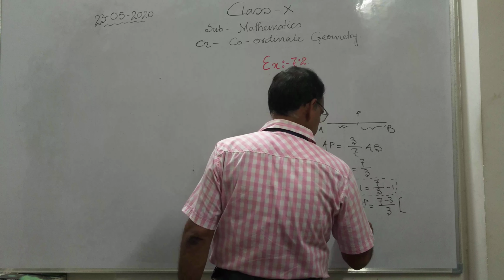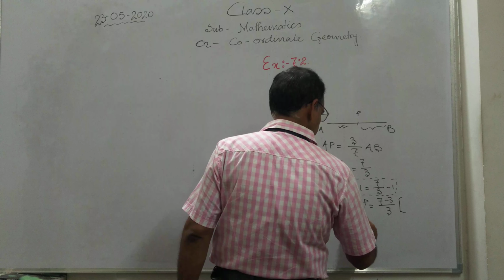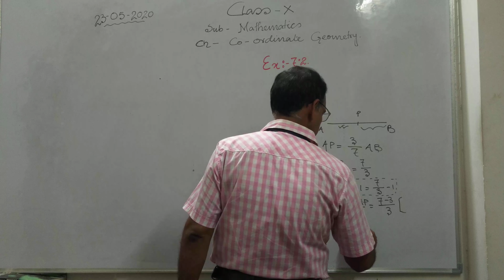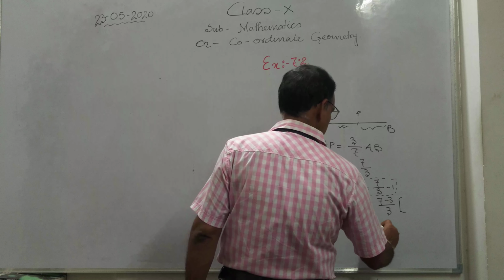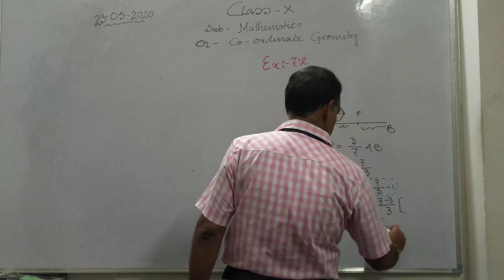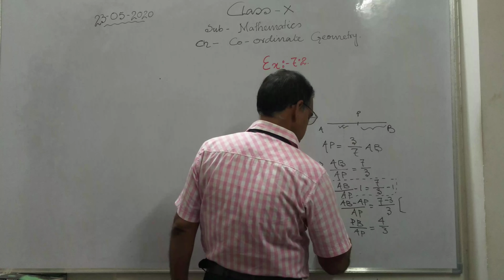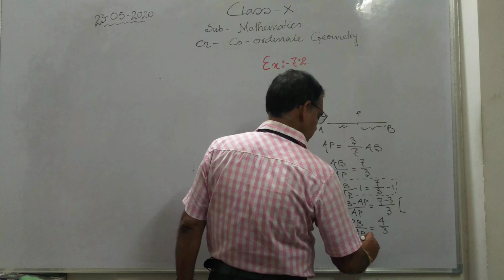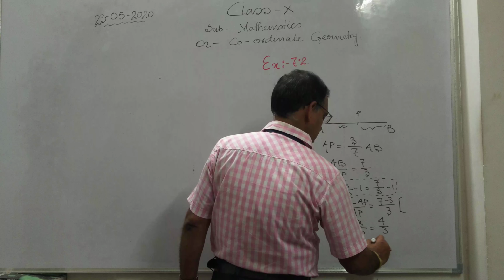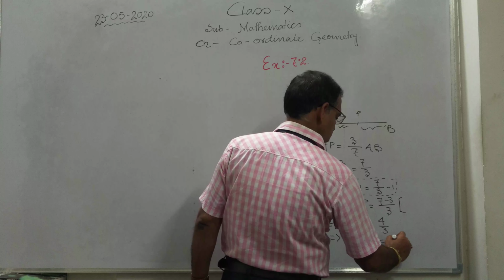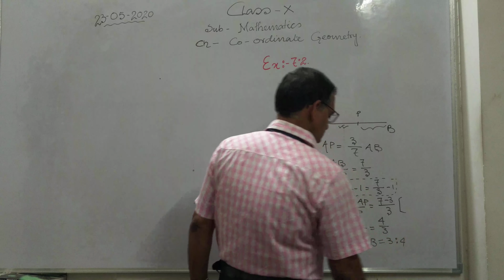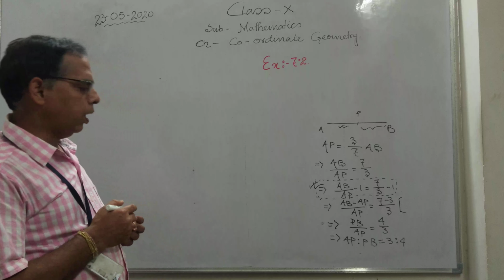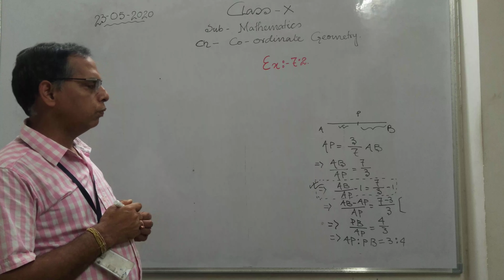What is that? PB by AP equal to 4 by 3. That means ultimately what? Ultimately AP is to PB equal to 3:4.